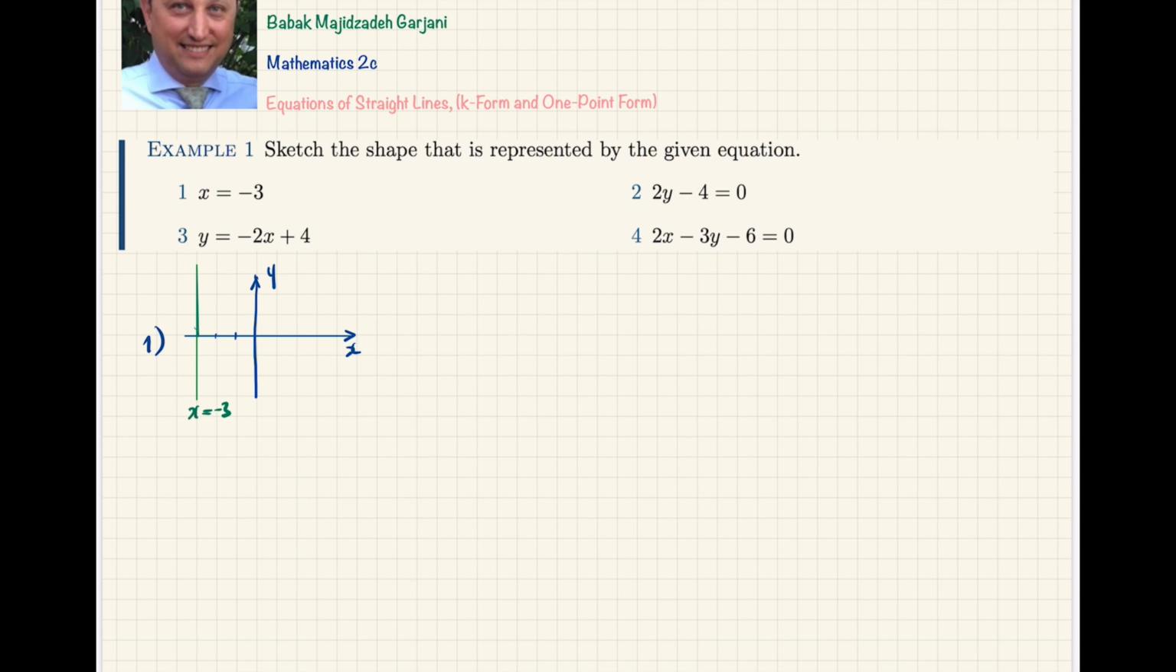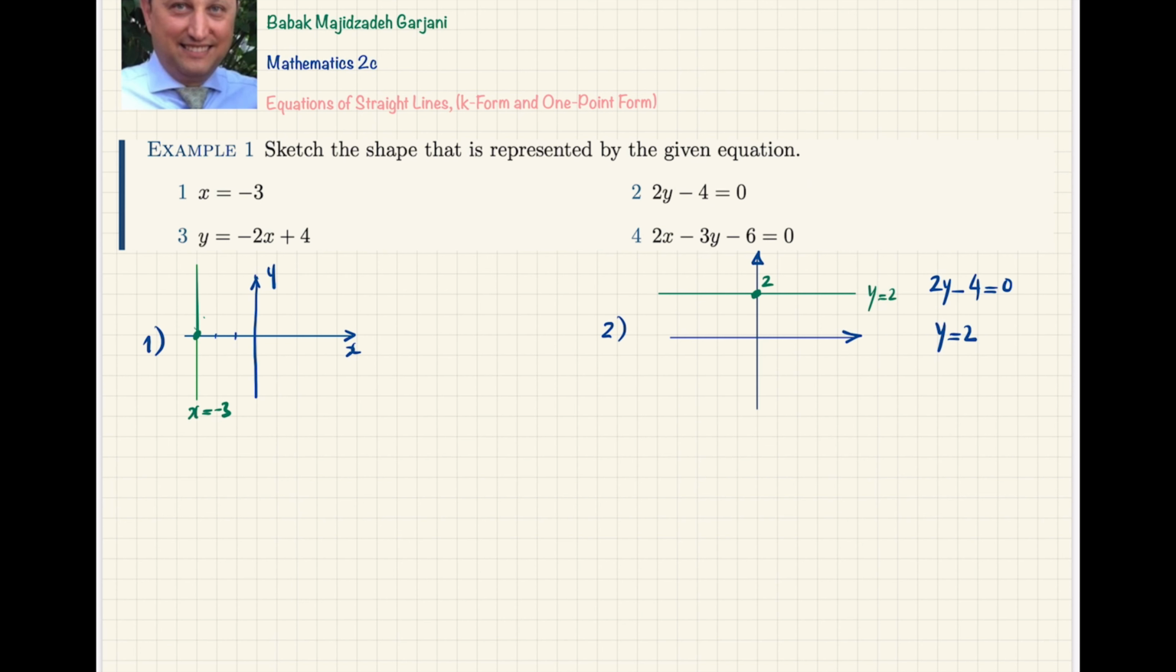For number 2, what type of line is that? It's a horizontal line, yes. But how should I draw it? I would solve it a little bit. So I would say 2y minus 4 equals 0, so y is equal to 2. So it means that my line is a horizontal line passing through the point y equals 2.